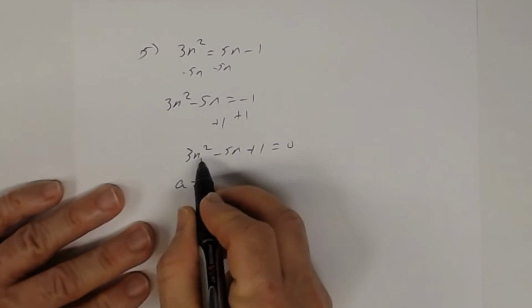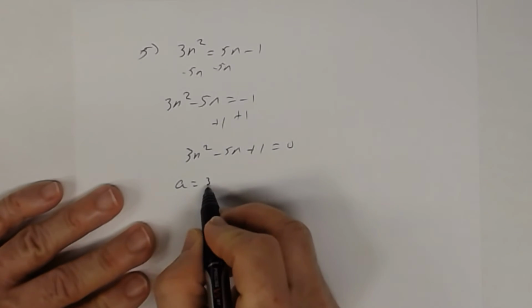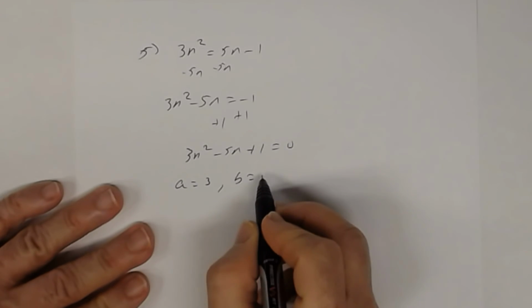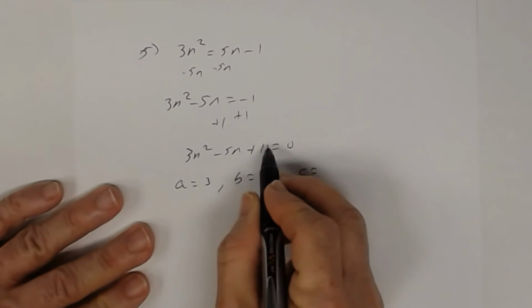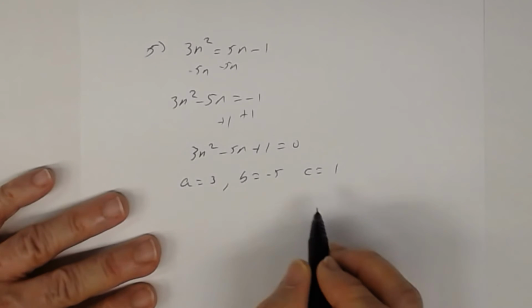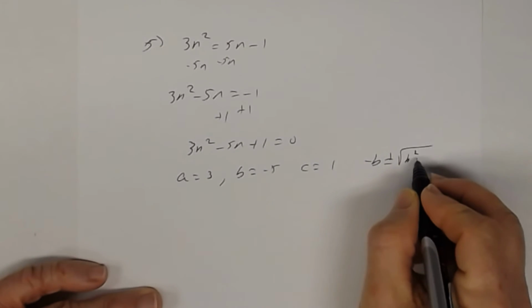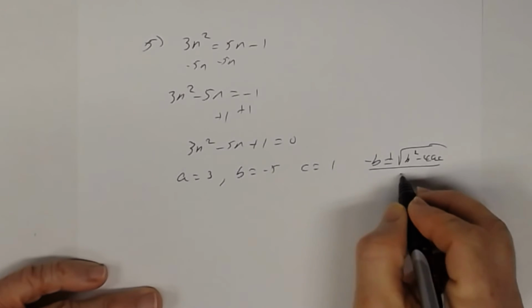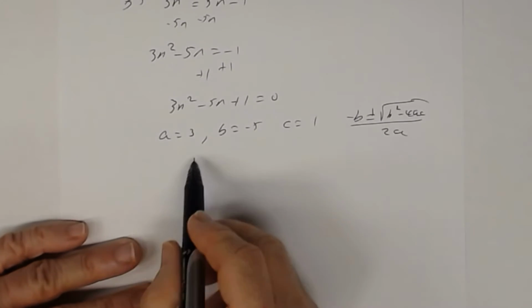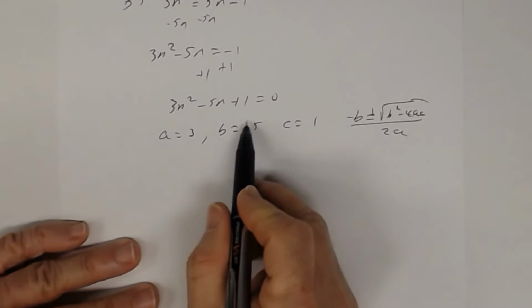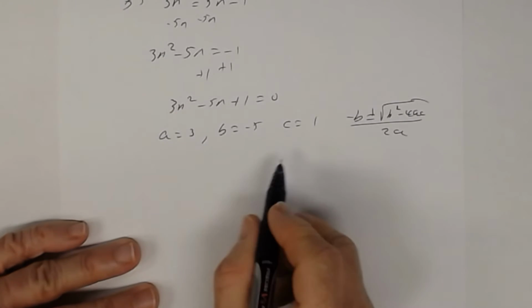So a is the coefficient of n squared, so that's 3. b is the coefficient of n, so that's negative 5. And c is your constant, which is 1. So using the quadratic formula, the opposite of b plus and minus the square root of b squared minus 4ac, all divided by 2a, here's what I get. The opposite of b: b is negative 5, and the opposite of negative 5 is 5.